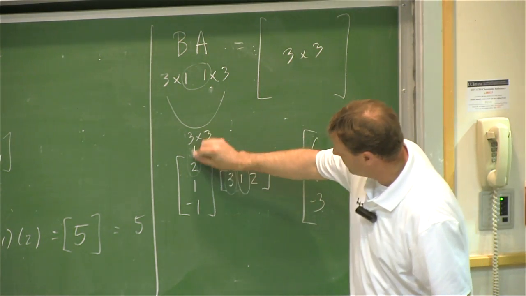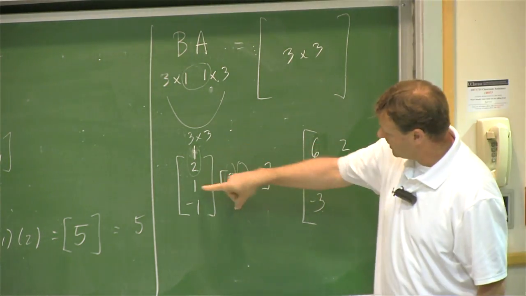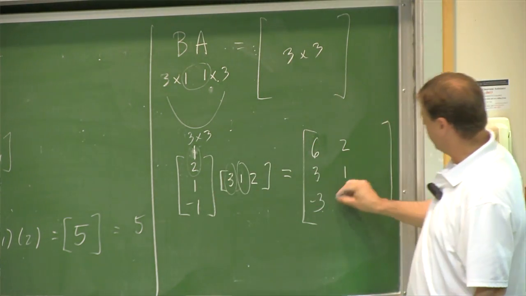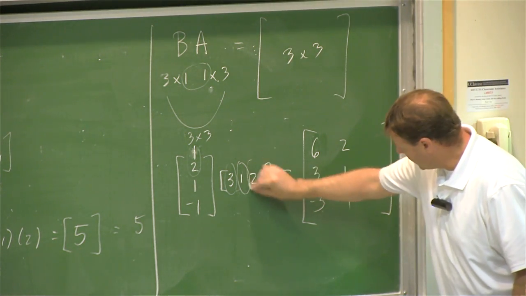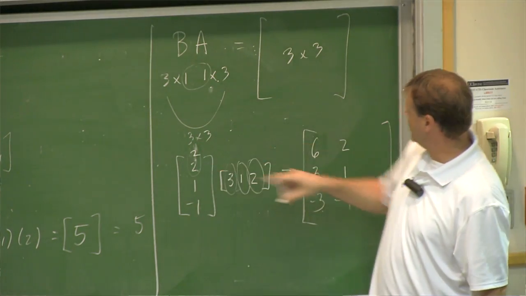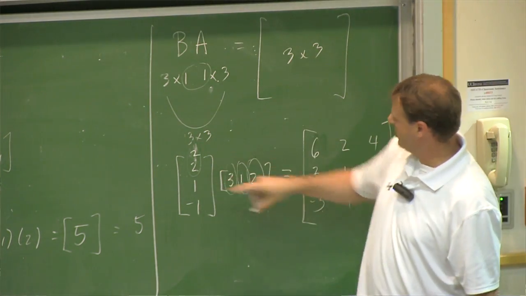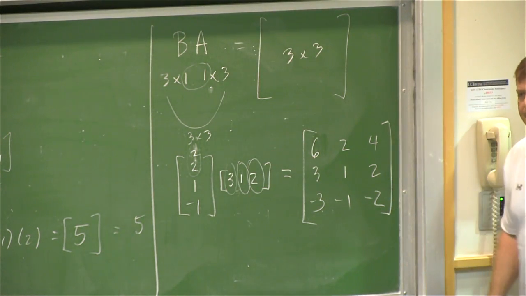I move on to the 1. I get 1 times 2 is 2. 1 times 1 is 1. 1 times negative 1 is negative 1. Done everything I can with that column. Move on. Third column. 2 times 2 is 4. 2 times 1 is 2. 2 times negative 1 is negative 2.